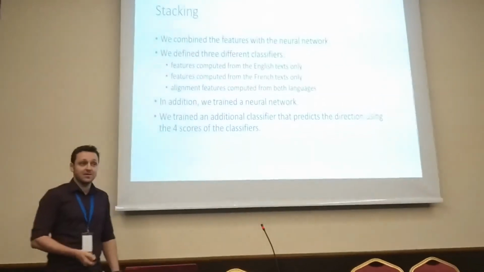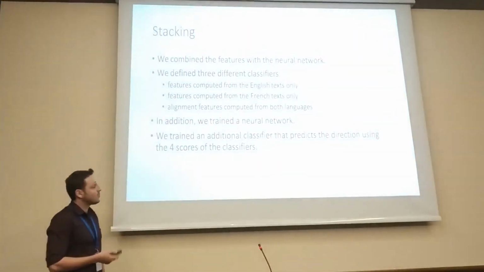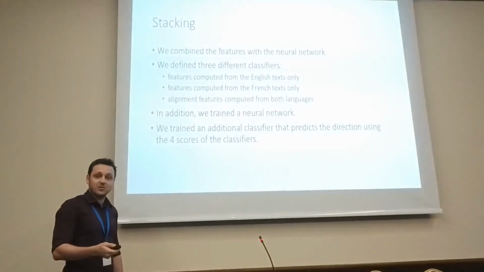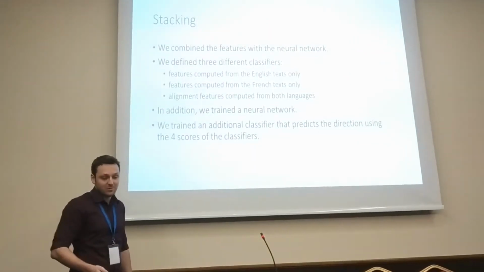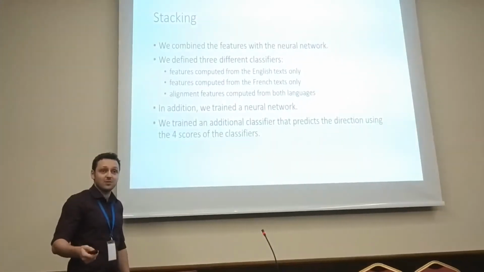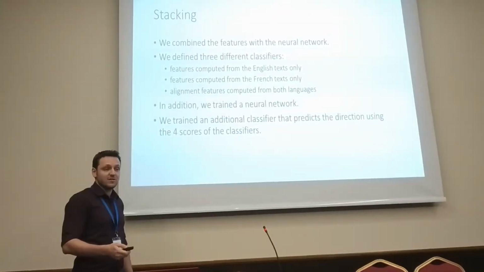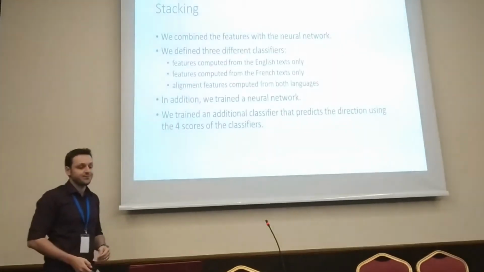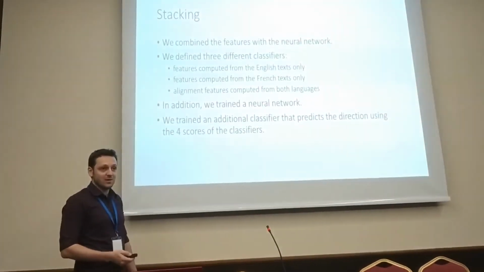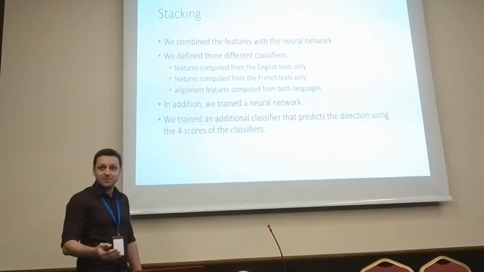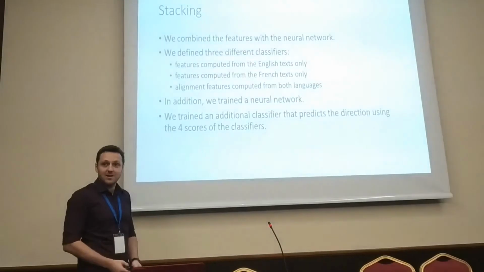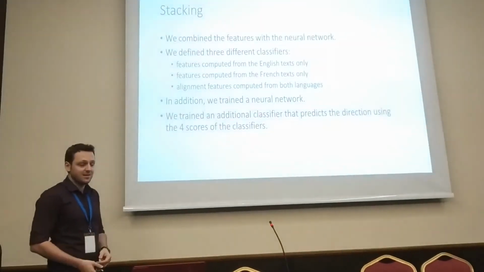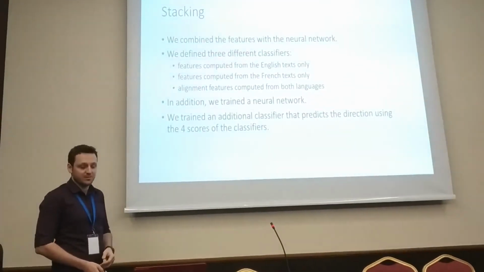So we came up with a method that's called stacking. We created three feature sets in addition to the neural network. One feature set is features that relate only to one language, for example English. The second one is features that relate only to the second language, and the third one is features that relate to both of them, for example the MTUs that I described previously. All those four classifiers output some results, and we train another classifier whose input is the four results of the classifiers, and it outputs the final prediction.